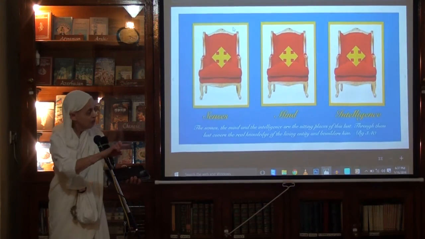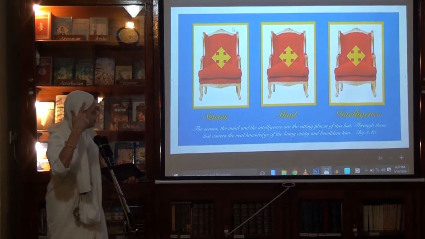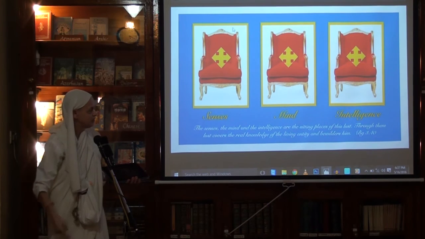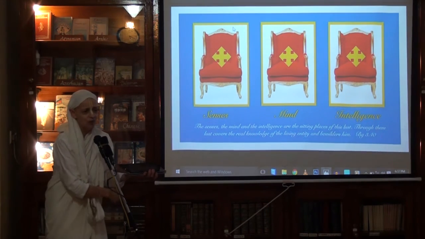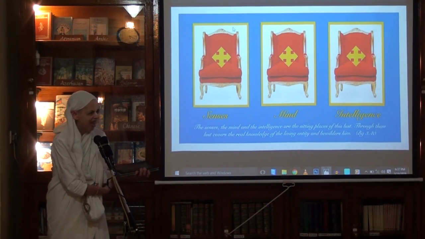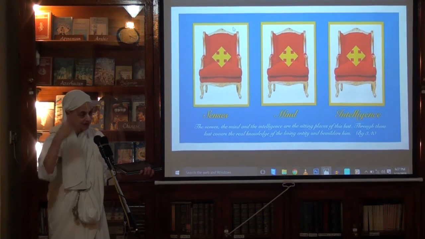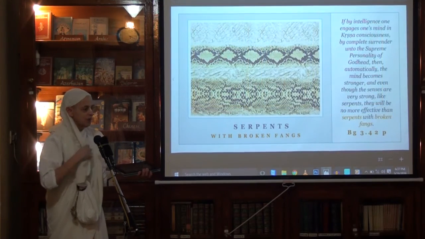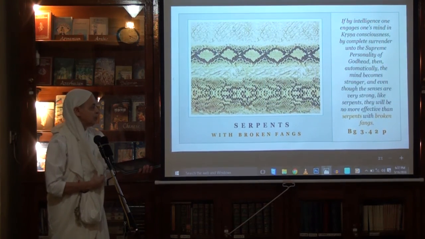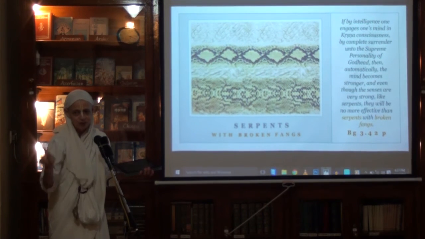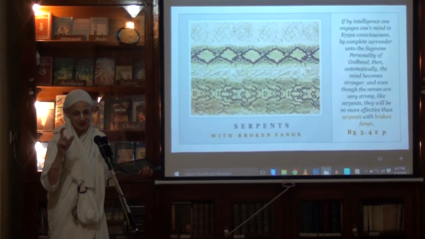Okay? So, one last one. I forgot. We got 2 more, right? Yes. Again, senses, mind, and intelligence. 3 sitting places of what? Lust. That's in us. Three places. Senses, mind, intelligence. Pretty important. And the last one, how to break the fangs of the serpent. And we're going to find out. Only one way. Krishna consciousness.